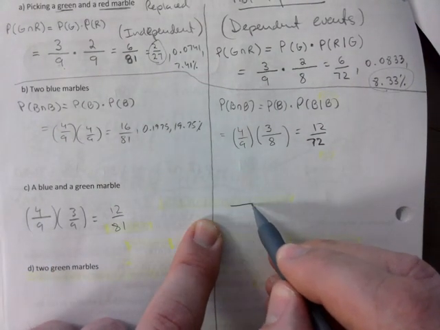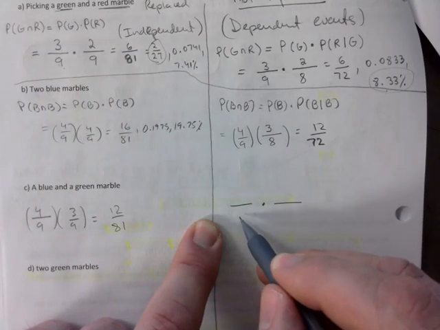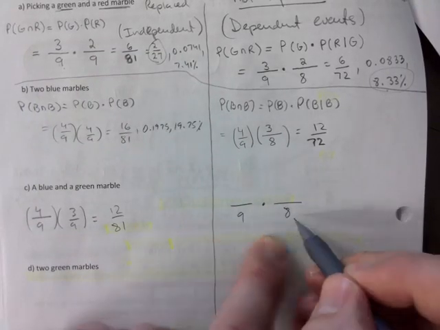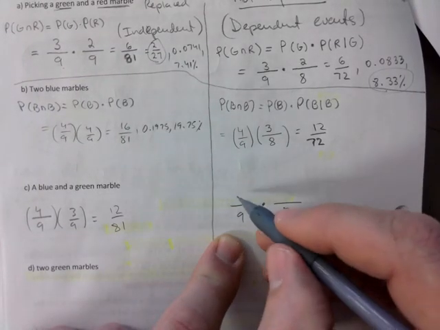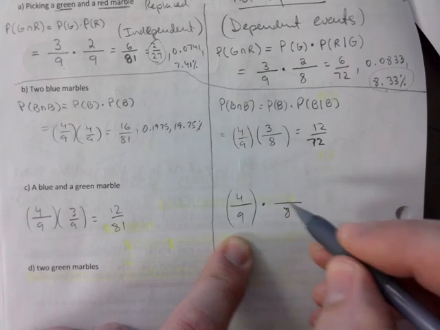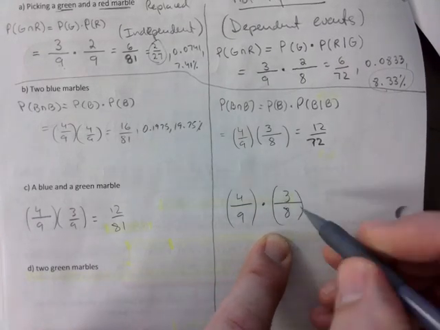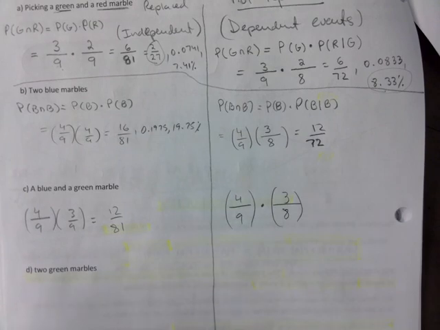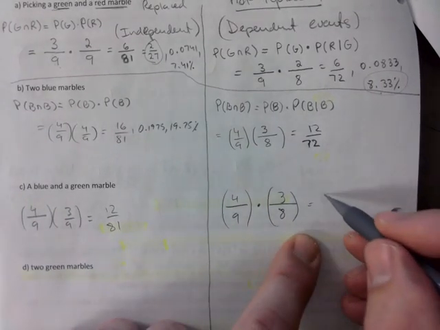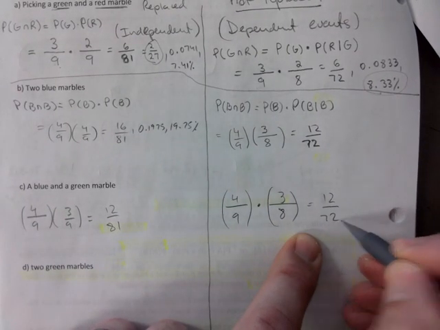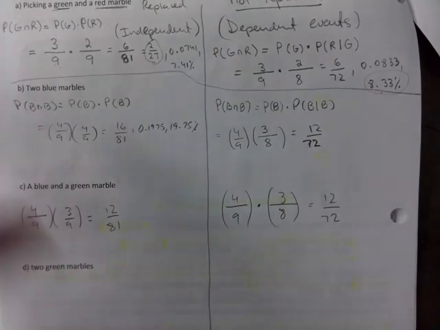If you don't replace them, we have 9 and 8 left. We have blue at first. The greens are still staying 3, so the greens are not affected by the first event, so that is 3. So that'd be 12 over 72. Okay, so that's how you would do that. Obviously, you could reduce that.